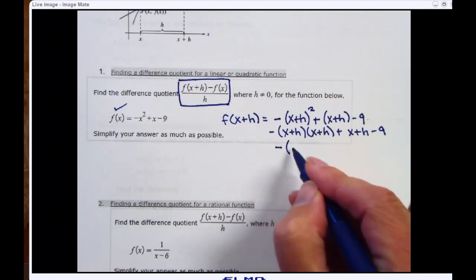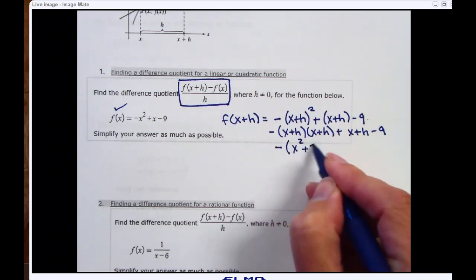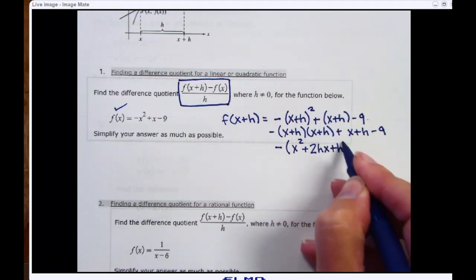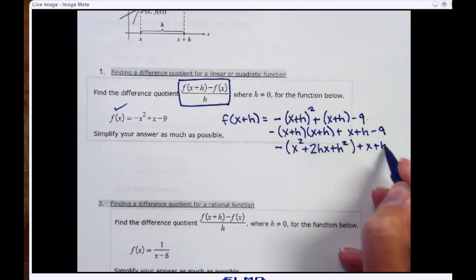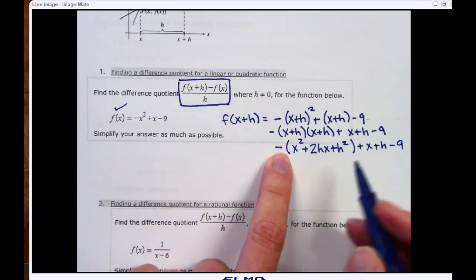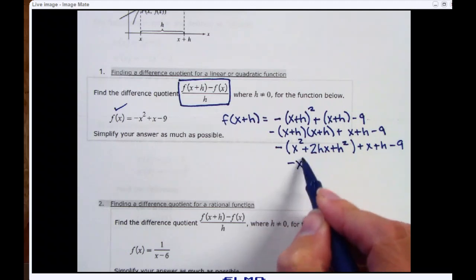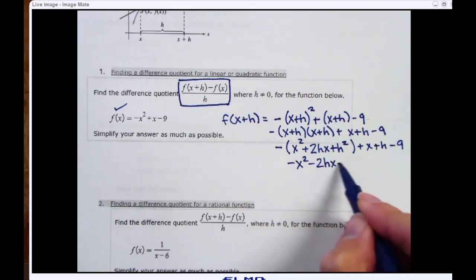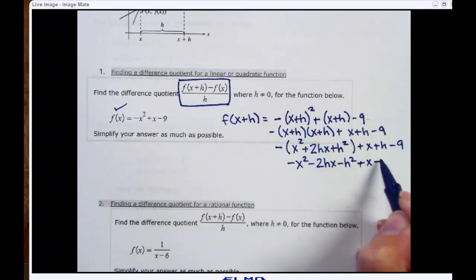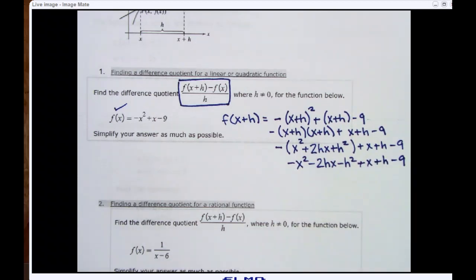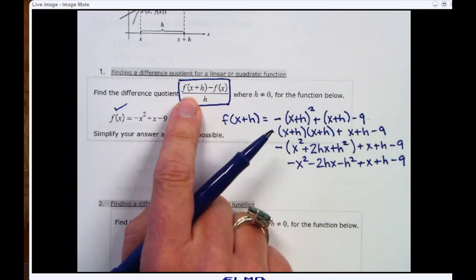So that would be what? X squared plus 2hx plus h squared plus x plus h minus 9. But then I've got to distribute that negative, which is negative x squared minus 2hx minus h squared minus x minus h plus 9. Are there any like terms there? No like terms. Sometimes there are. In this case, no like terms to combine. So that whole thing right there is our f of x plus h.